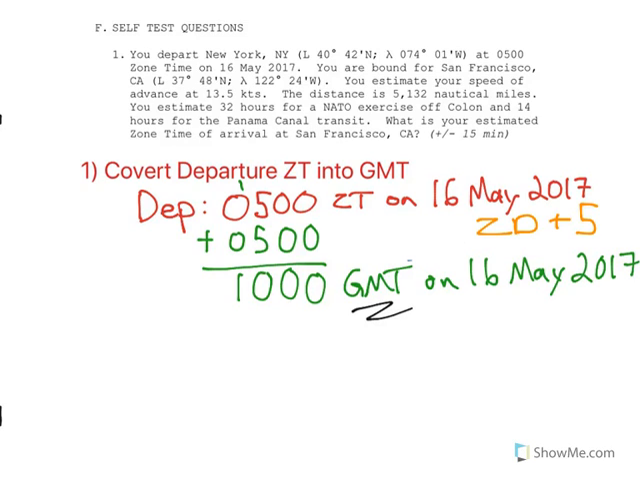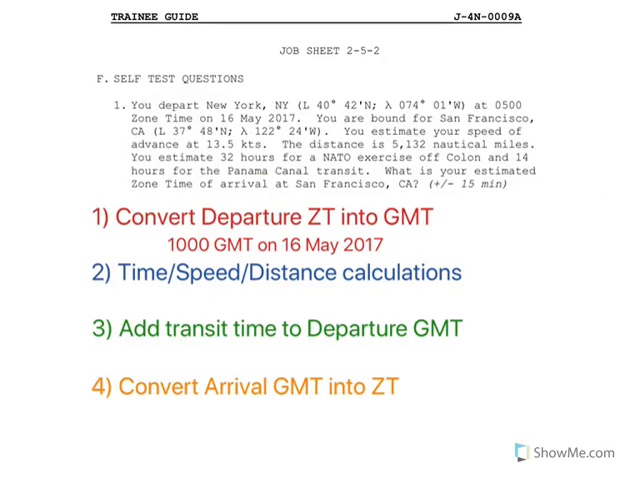We just converted from zone time to GMT, so that's very important. And that's our first step. We just converted the departure zone time into GMT. Now it's time to do our time, speed, distance calculations to figure out how long it'll take us to get from New York to San Francisco.